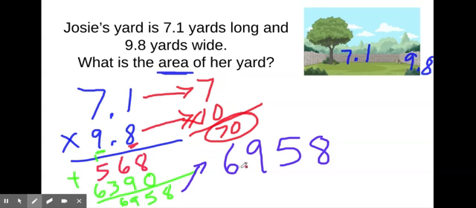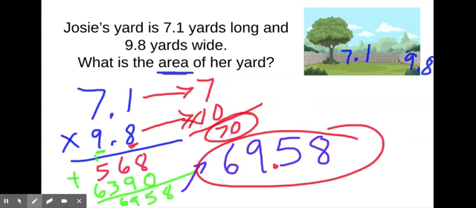Where can I place a decimal point on this answer that will give me something that's close to 70? Think about what we know with our decimals. If you said we could place the decimal point between the 9 and the 5, you got it. 69 and 58 hundredths is very, very close to 70. So the decimal point must go here. And that is how we can use an estimate to place our decimal point.